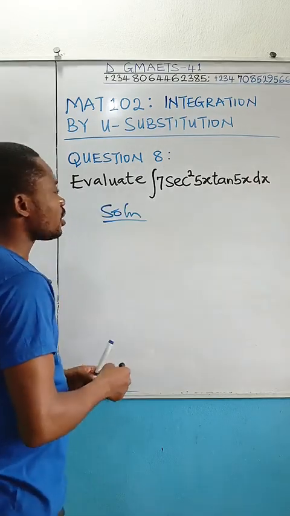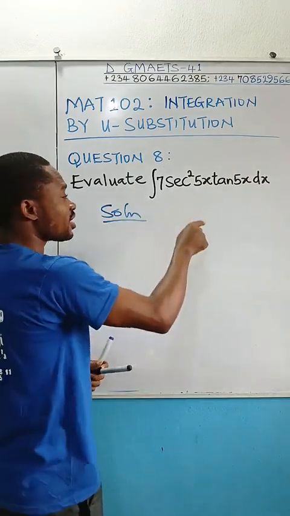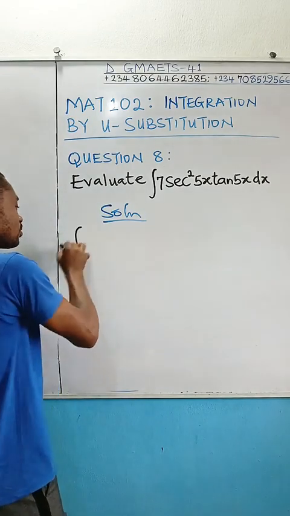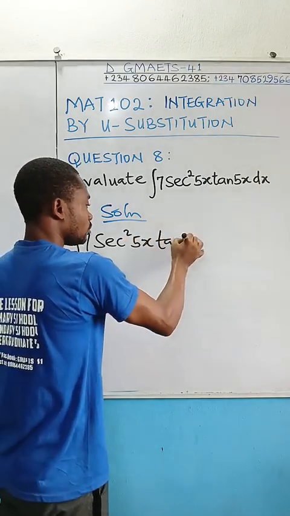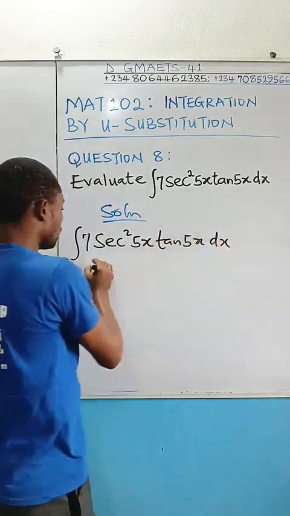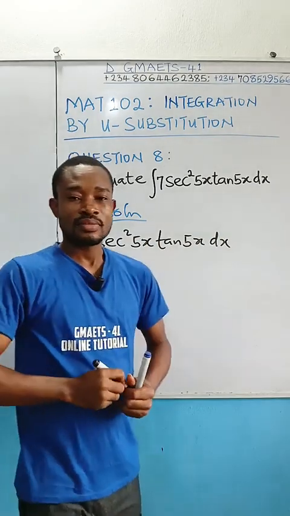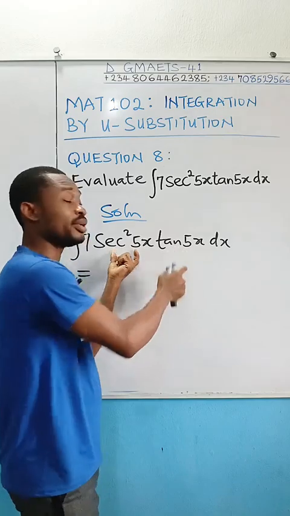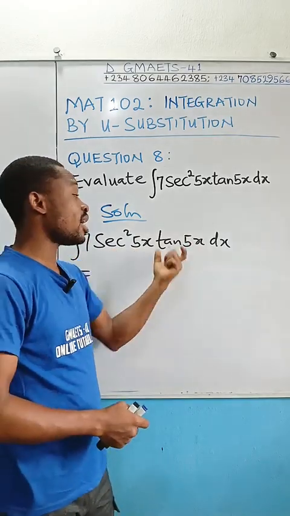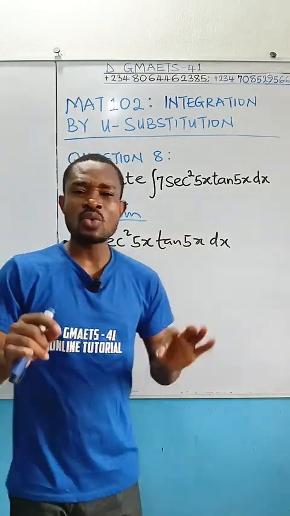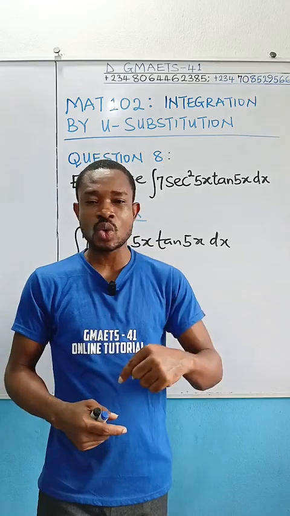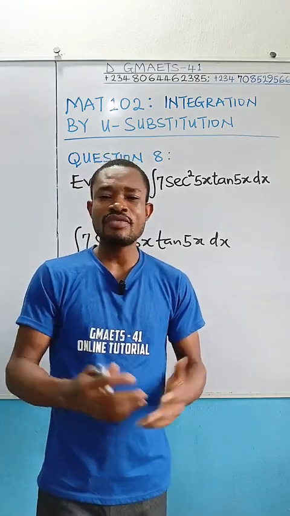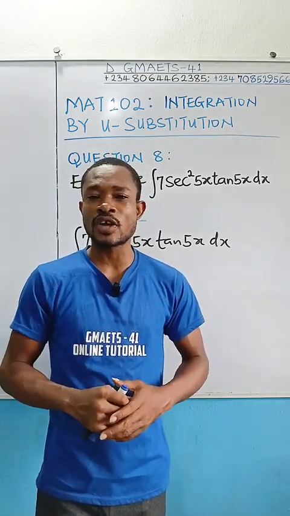Now we have the integral of 7 square sec 5x tan 5x dx. How do we deal with this? Remember, these two functions are being multiplied, square sec and tan. I told you that whenever you are to integrate terms that are being multiplied, quickly check if you differentiate one, will you get the other? If that is the case, then product U-Substitution will solve it.